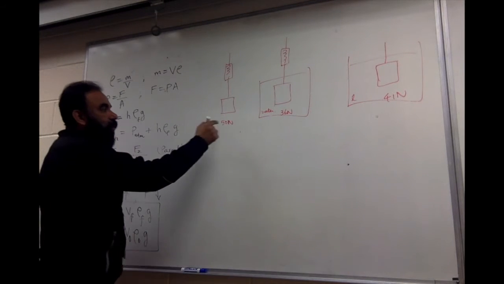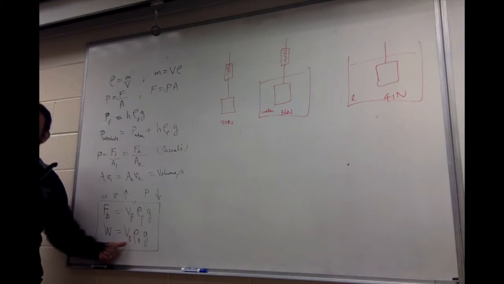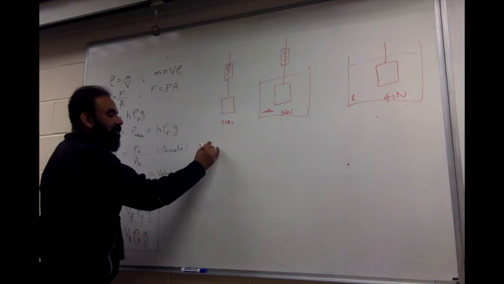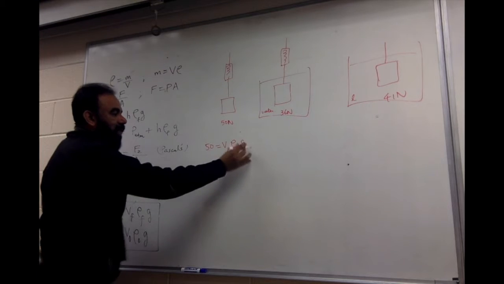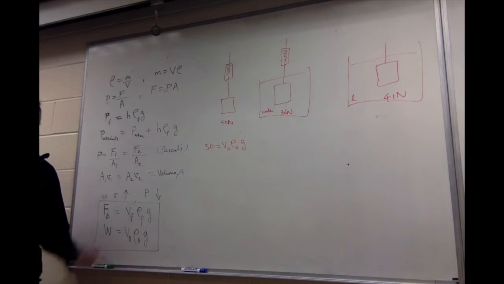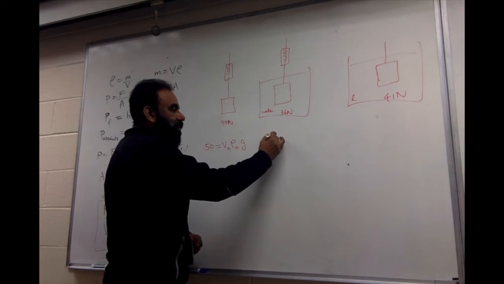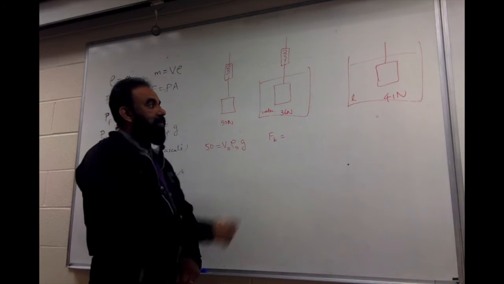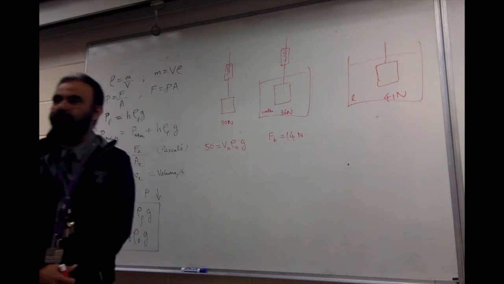So weight of the object. What's the equation for it? Mass times gravity, or volume of object times density of object times gravity. So I can write 50 is equal to volume of object times density of object times gravity. Is that okay? Yes. Now what's the buoyant force here? 14. The buoyant force is 14 newtons.